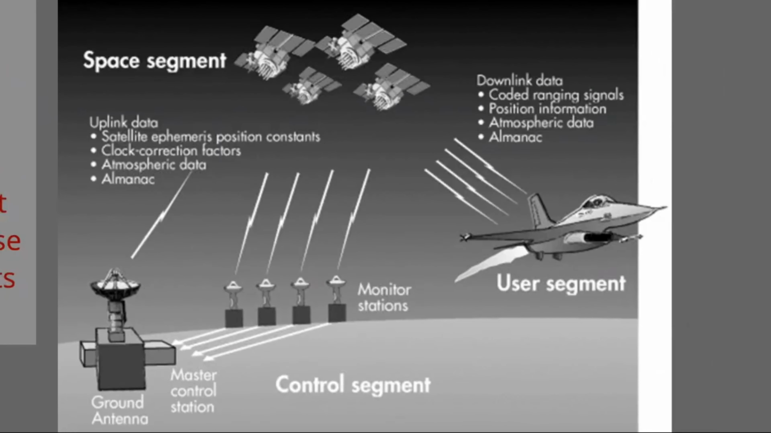Here's a chart that helps you to understand it. So the space segment is the satellites. They ping the ground antennas, which are the control segment on the ground. And then the user segment is where you download and get that information. So this example is a fighter jet using navigation on a mission.